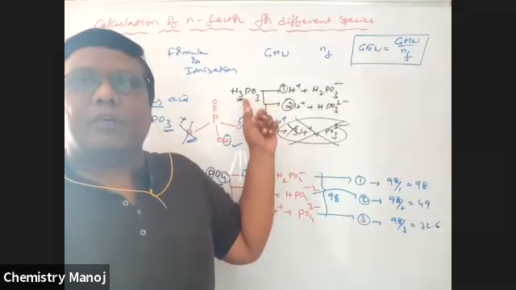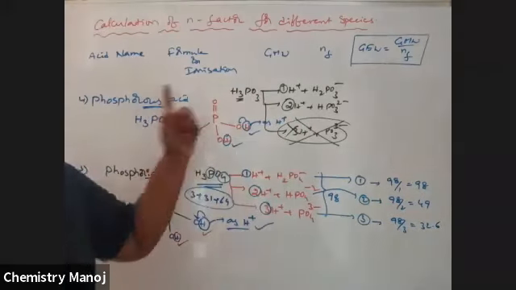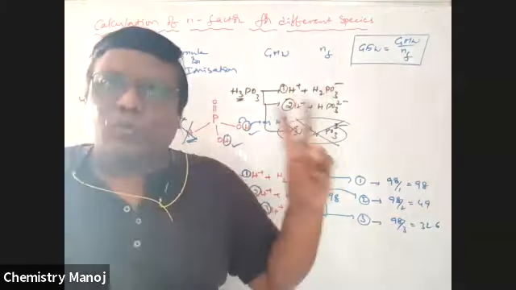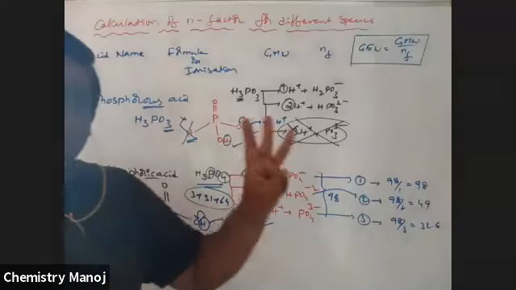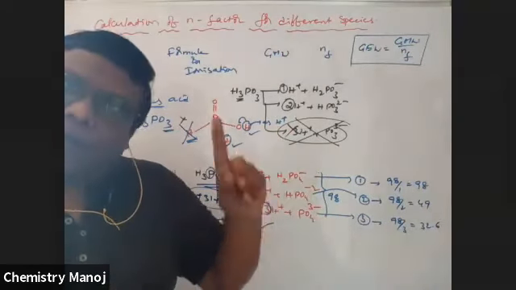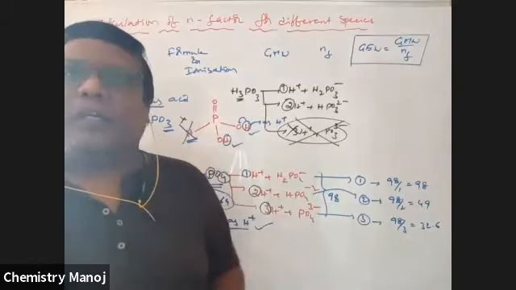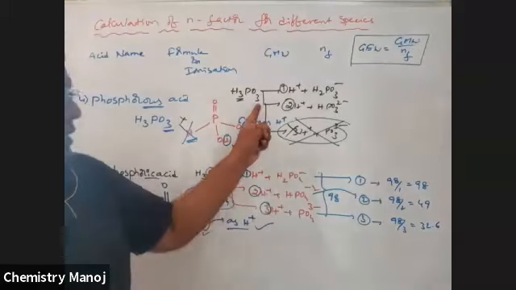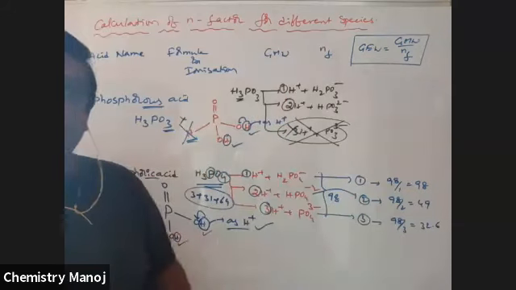Be conscious of this part. For H3PO3, the maximum basicity is 2. For H3PO4, the maximum basicity is 3. 1 may be possible, 2 may be possible, 3 may be possible, but maximum 3. But in this case, 1 or 2 is possible, 3 is not possible.